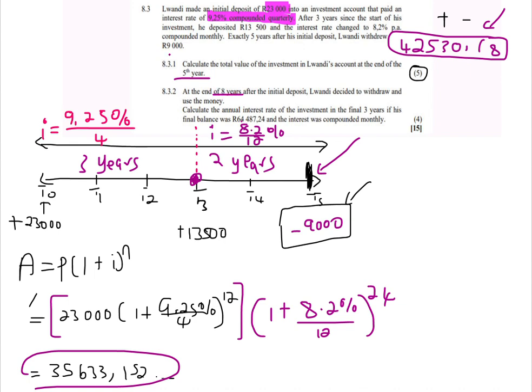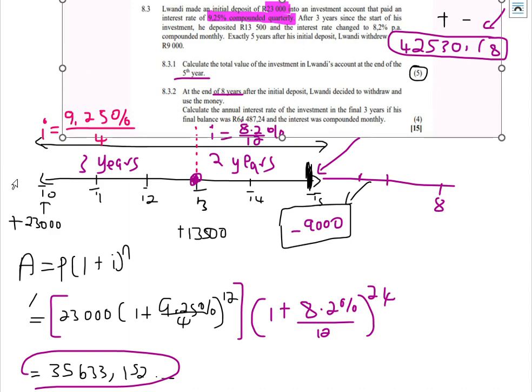You see, after 8 years from the initial. We've got 5 here, so we're just going to have 5, then 6, 7, 8. But it doesn't end with the same interest because we are told to calculate the annual interest rate. So we must calculate the interest rate here. At the end of 8 years, they withdraw this money, then calculate the annual interest rate in the final 3 years if the final balance was 64,487.24. Now how are we going to do that?